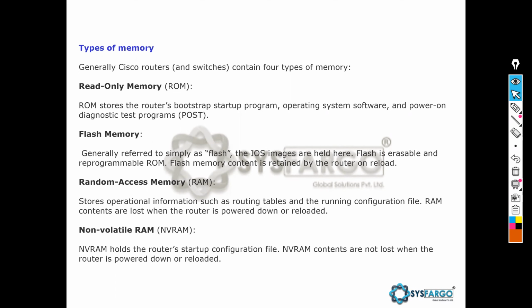Here also we have a POST. Once you turn on the router, POST is going to check that all the components are connected and working. Now this POST is a small diagnostic program. Where exactly is it stored in the router? On the ROM, read only memory it's going to be stored. Got it?